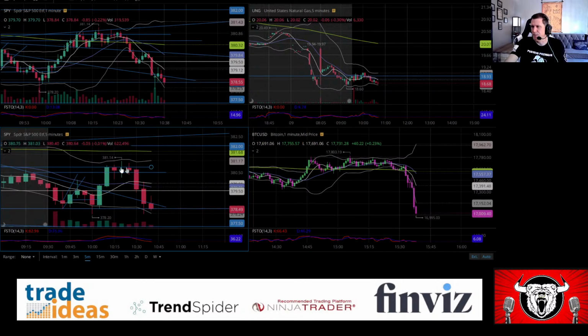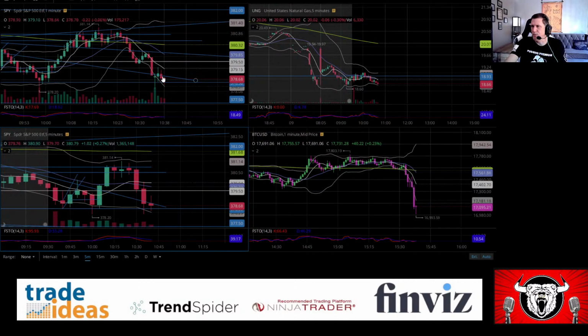And this was the short-term setup. Right here, you got a pile of dojis on the 5-minute chart. You got this accumulation zone here. As soon as that broke, that was the signal. Go short.